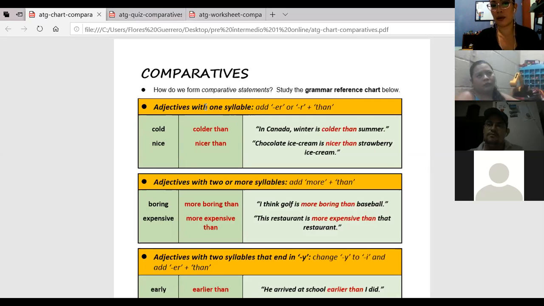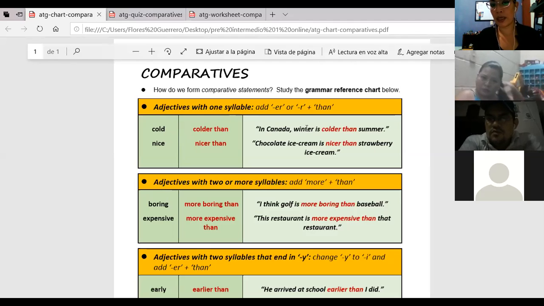Entonces, con adjetivos comunes, trabajamos con sílabas. Las sílabas en inglés se dividen por pronunciación. Por ejemplo, el adjetivo cold. Solo escuchamos una sílaba, cold. Nice, una sola. Para hacer comparación con adjetivos de una sílaba se le agrega er, o solamente una r. Y luego se agrega than, que sería como "que". El adjetivo cold. Aquí ven, le hemos agregado er, colder than. La palabra than es como para decir "que".